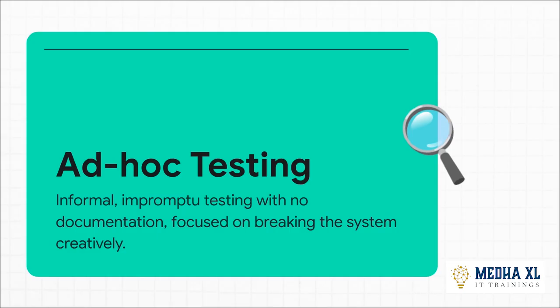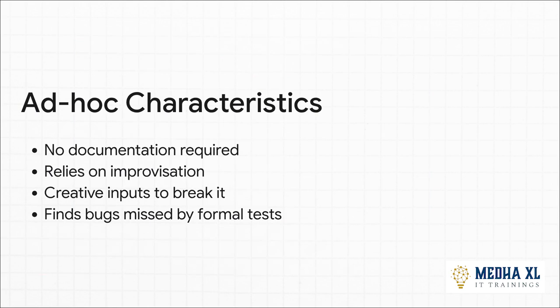And finally, we have the wildest one of the bunch: ad hoc testing. This is pure, beautiful chaos. It's totally impromptu, often with zero planning, zero documentation. It's sometimes called guerrilla testing because the goal is just so simple: attack the system with creativity and see what breaks. This is where a tester's gut feeling is just everything.